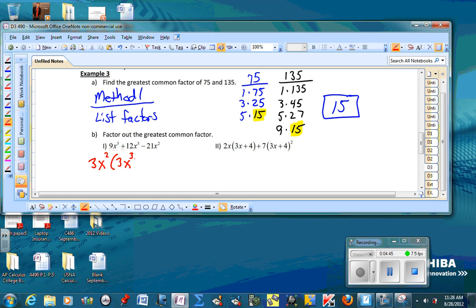You could think of factoring as reverse distributing or reverse multiplying. So really, if you want to find what's left on the inside of the quantity, you can divide each term by 3x squared. 12 divided by 3 is 4. X cubed divided by x squared is x. Negative 21 divided by 3 is negative 7. X squared divided by x squared is 1. Here we go. We factored out the greatest common factor.